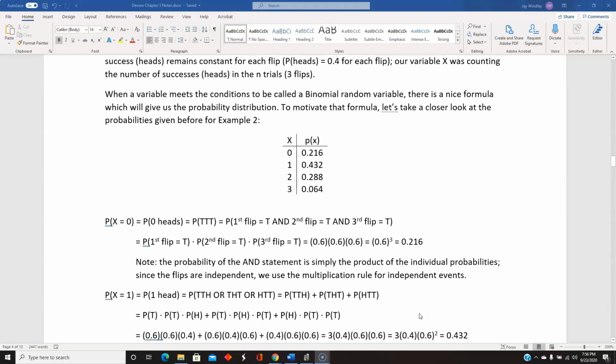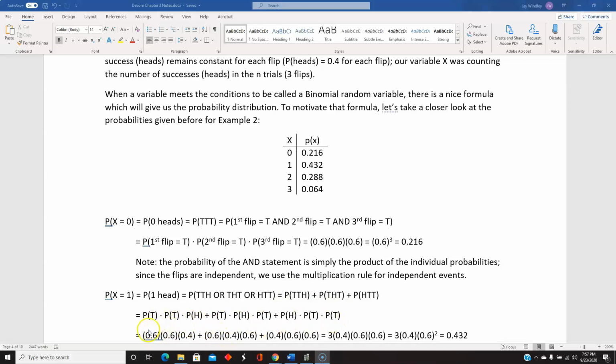Similarly, but a little bit more lengthy, for the probability that x is 1, that means you've gotten 1 head. That's a little bit tougher because there's 3 ways that can happen. The 2 tails here with 1 head, or the 2 tails here with 1 head, or the 2 tails here with 1 head. Now, since these events are disjoint, meaning if this one has happened, this one has not, you can write the OR statement as a sum of the individual probabilities. And then each of these probability statements we're going to write as a product like we did before. So the probability of tails, tails, heads, we're going to write as the probability of tails times the probability of tails times the probability of heads, and so on.